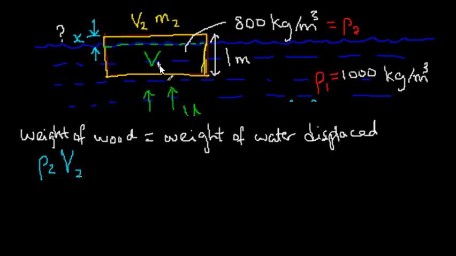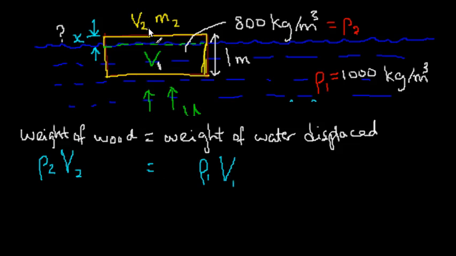But since they are both on Earth, the same weight must mean the same mass. So I'm just going to use the mass. So that's the mass of the wood, and must be equal to the mass of the water displaced. So the mass of the water displaced will be V1, which is the volume of the water displaced, all right, by the wood that pushes into the water, times the water density. Okay, so that's what I have in terms of the numbers that are given.